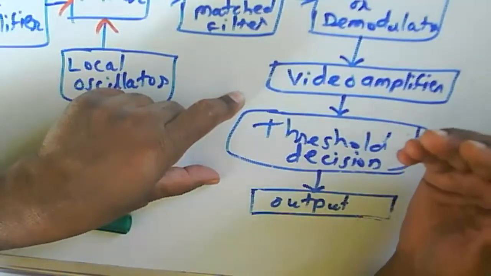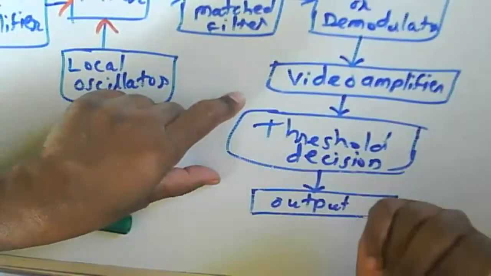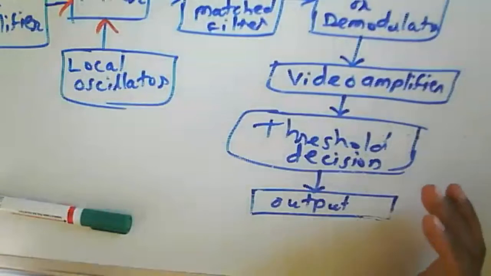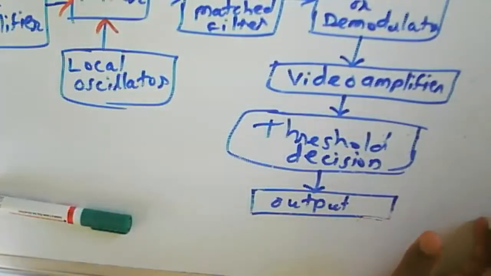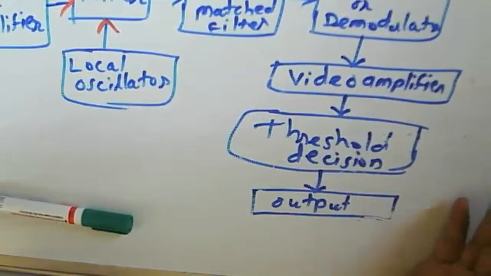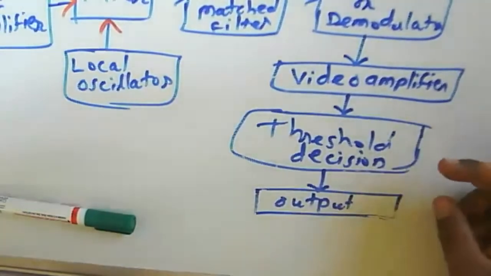If any noisy signal is more than that particular threshold, then that is nothing but a false alarm. That means your radar is detecting some object, but there is no object. Why? Because that noisy signal is greater than the threshold level.